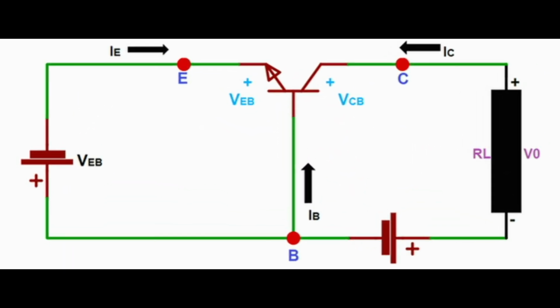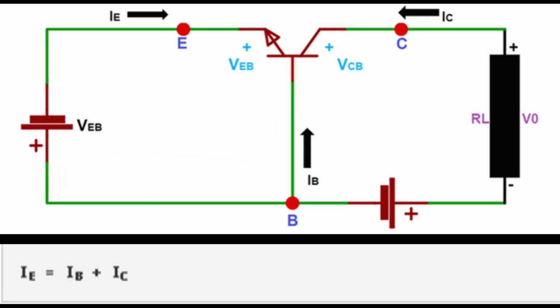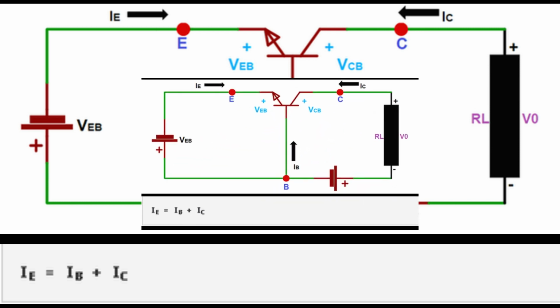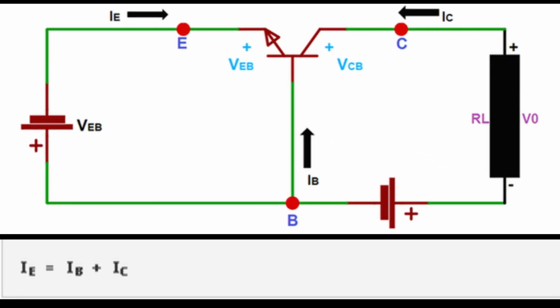A large number of electrons that are left will move across the reverse bias collector junction in the form of the collector current. Based on Kirchhoff's current law, we can frame the current equation as: IE = IB + IC. Here the base current will be very small when compared with emitter and collector current, therefore, IE ≈ IC.